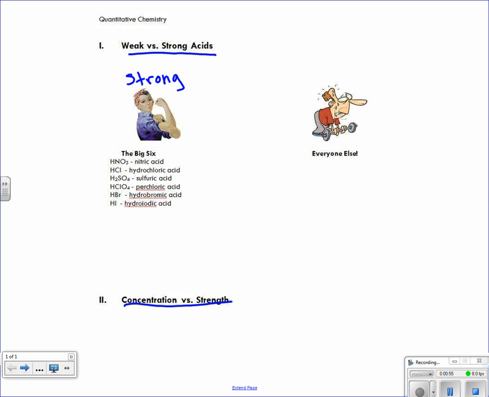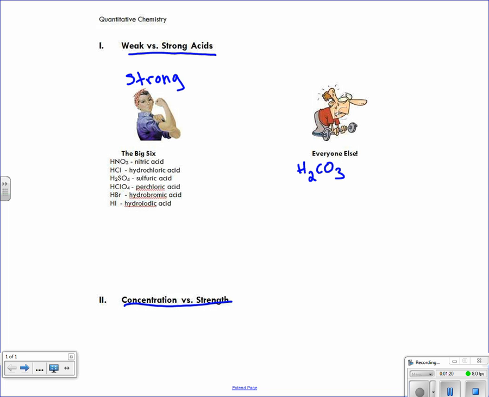So one that you might be familiar with is carbonic acid. Carbonic acid is what they put in sodas, like sparkling water or anything with bubbles; it's usually bubbly because it has some carbonic acid. So what I want to do is show you what makes a strong acid strong and what makes a weak acid weak.